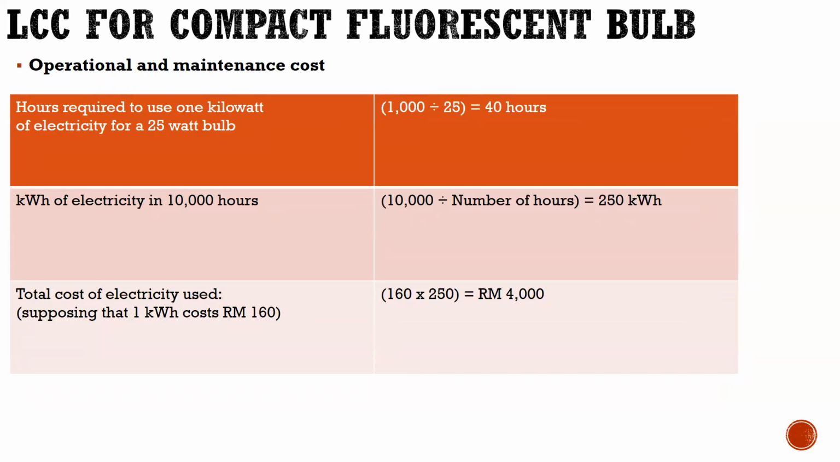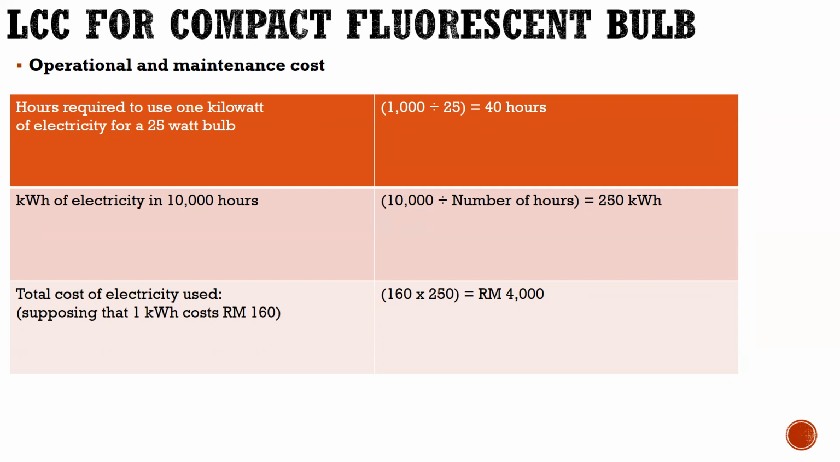So the operational and maintenance cost of this. The hours required to use 1 kilowatt of electricity for a 25-watt bulb is what? We now say 1,000, that is kilowatt, divided by the total watt, that is 25, which will give you 40 hours. The kilowatts of electricity in 10,000 hours will be what? This is 10,000 divided by the number of hours.